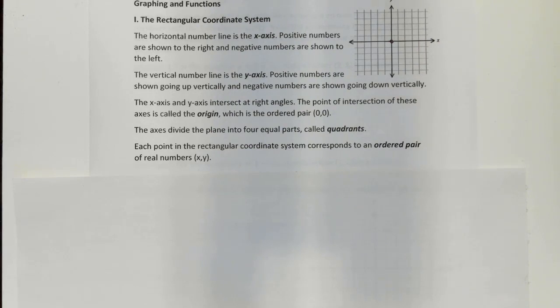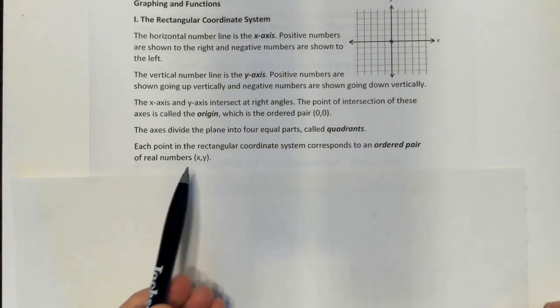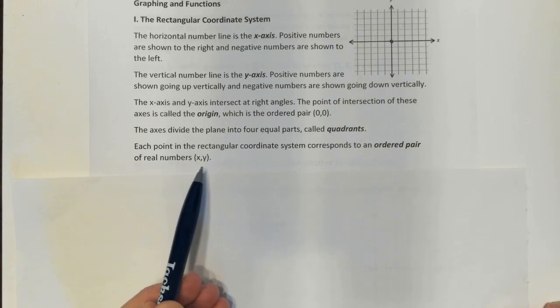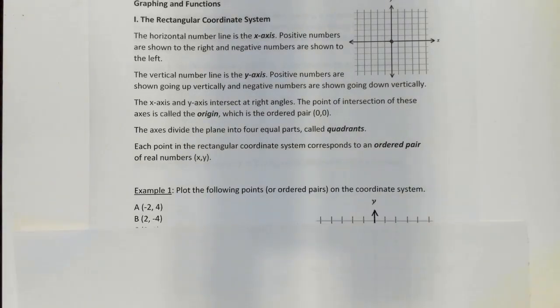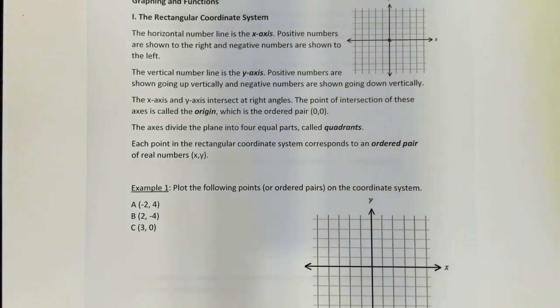And when we write points, when we plot a point or ordered pair, it's going to be of the form (x, y). So whatever the x coordinate is will be labeled first and then the y coordinate. So let's look at a couple of these examples. So here are some points that we're just going to plot.